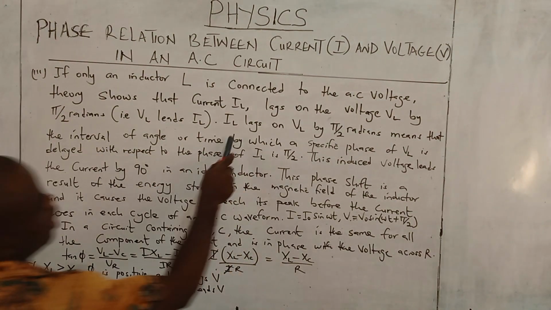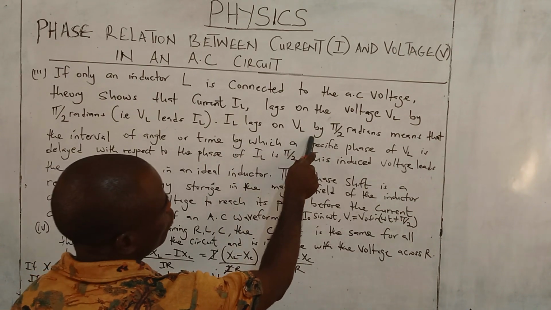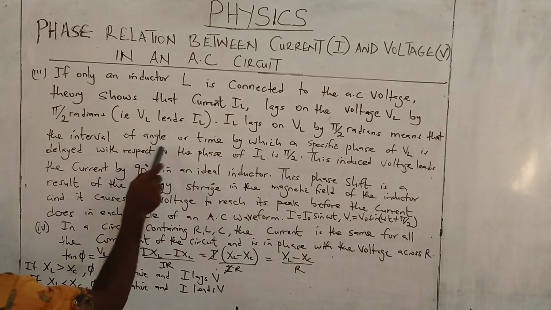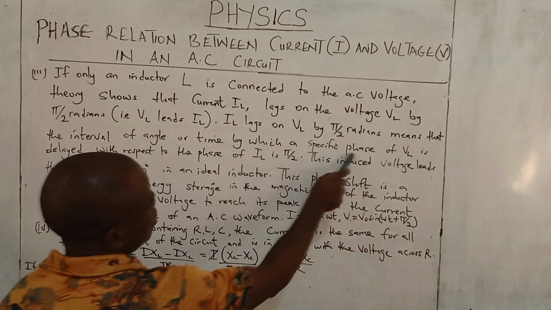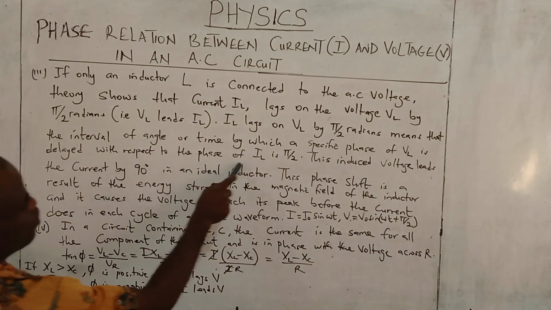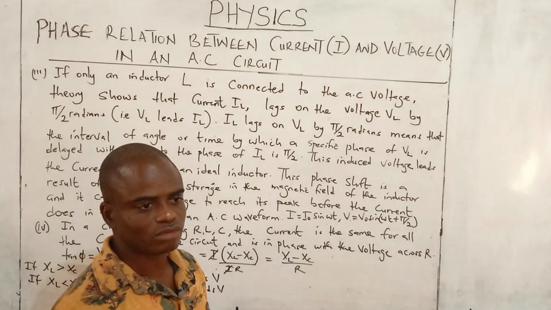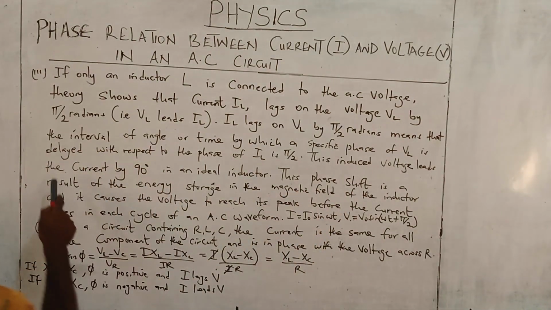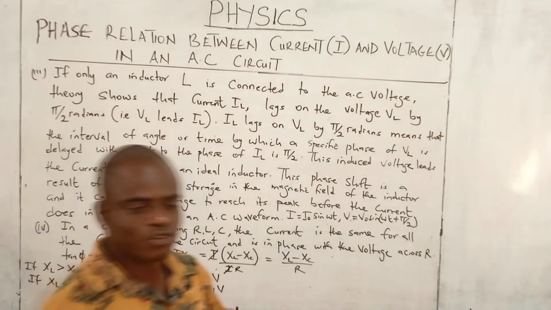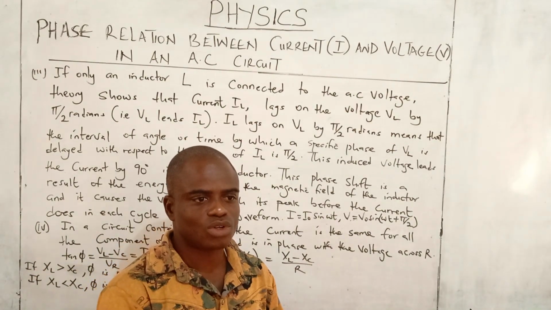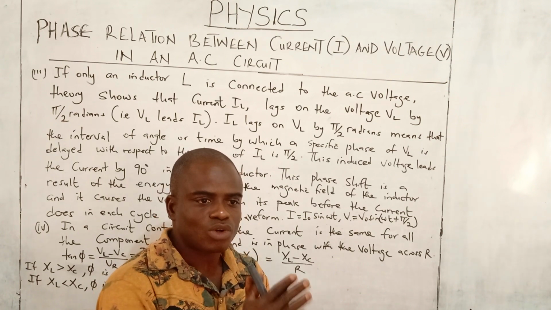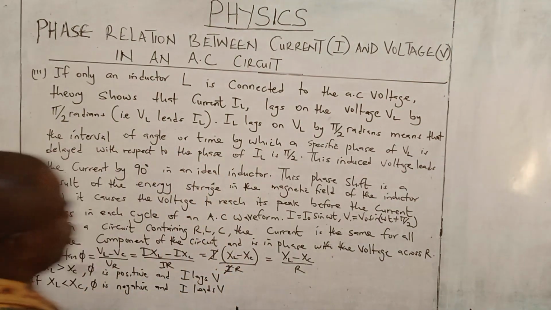Okay, now let's see. IL lags the voltage VL by pi over 2 radians, which means that the angle or time by which a specific phase of VL is delayed with respect to the phase of IL is pi over 2. This induced voltage leads the current by 90 degrees in an ideal inductor. When it involves only an inductor, voltage leads the current, but when it involves a capacitor, current leads the voltage.